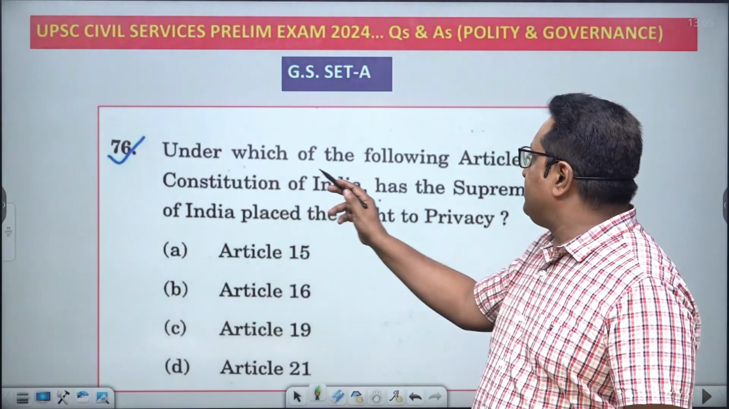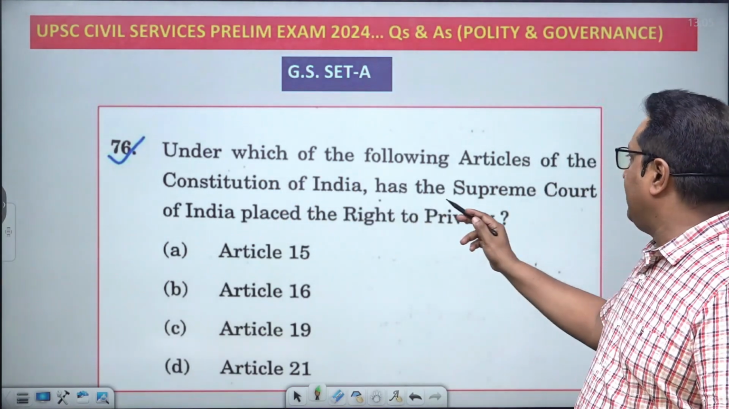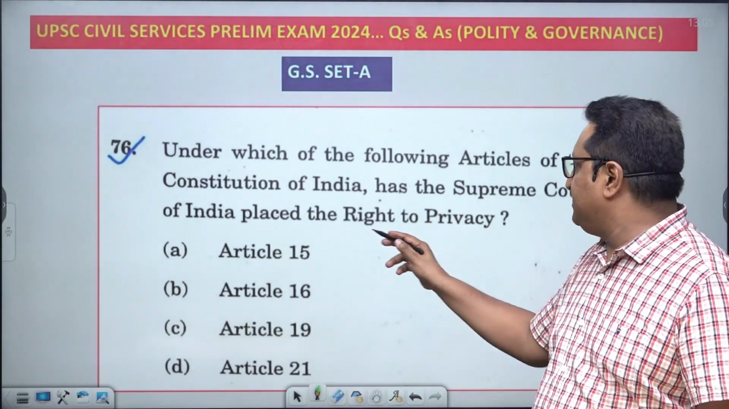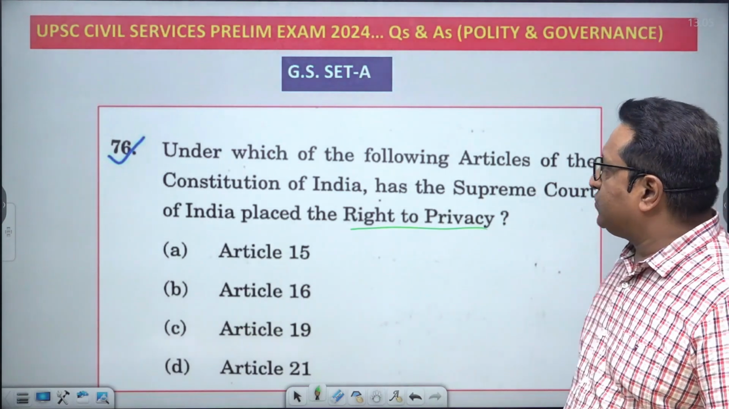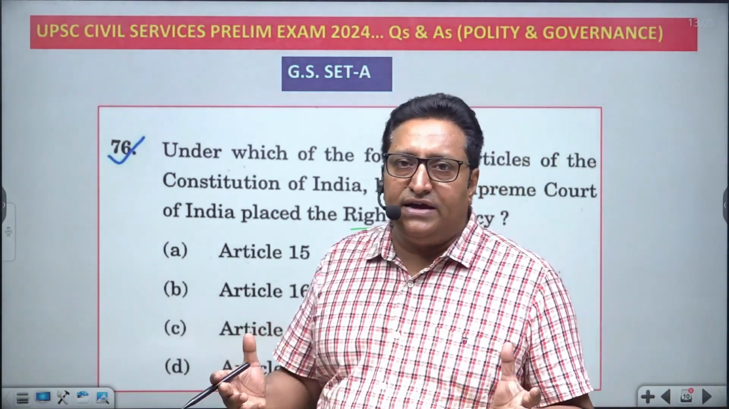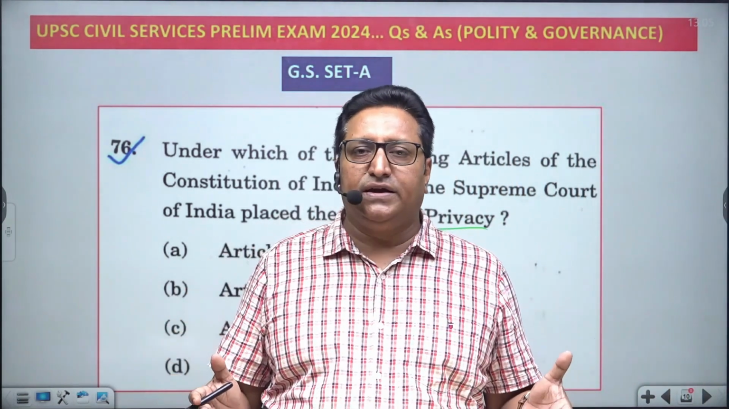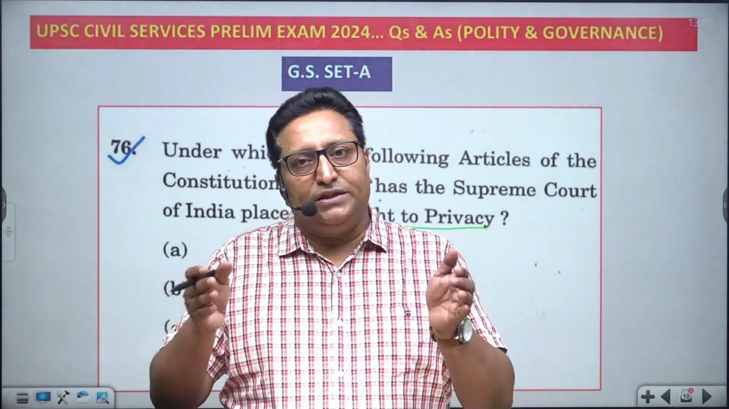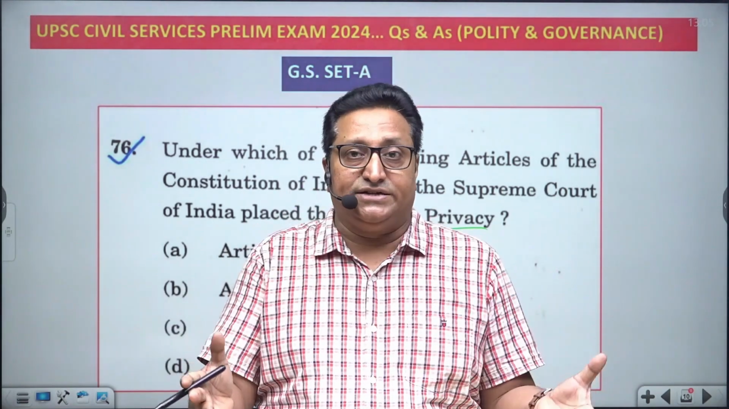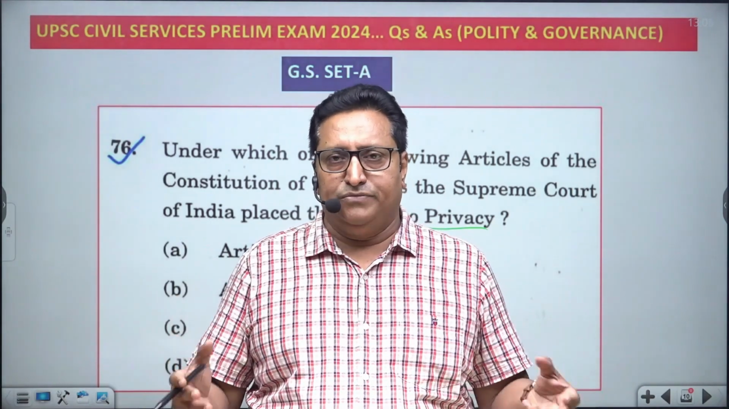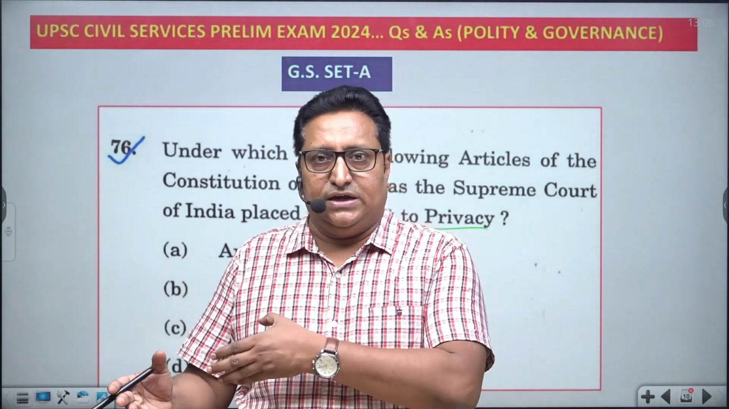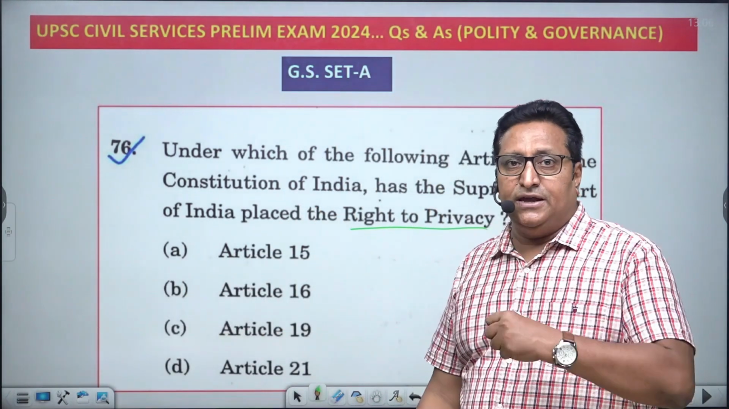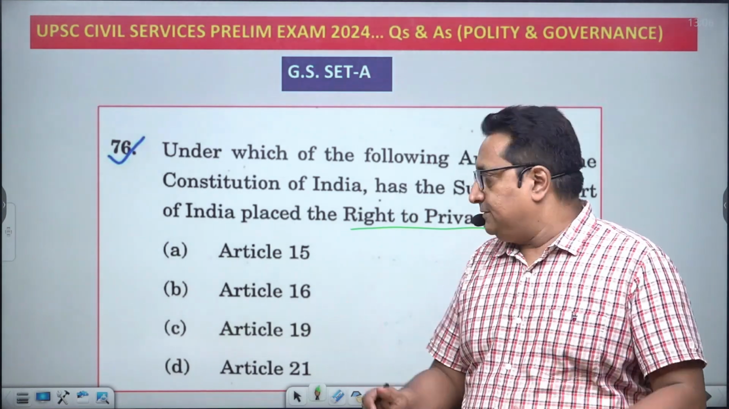Next question: under which of the following articles of the Constitution of India has the Supreme Court of India placed the right to privacy? Now, this question is related to current affairs as well as to the area of judiciary, and the area of rights. In the Constitution of India, we have talked about rights, judiciary, legislature, and executive. So this question is squarely from the judicial sphere.